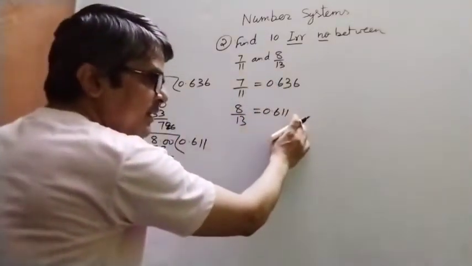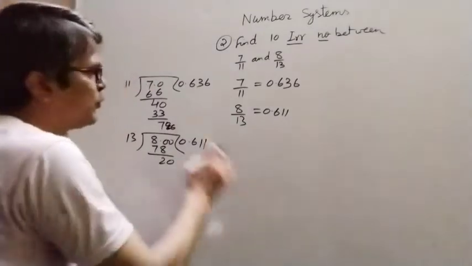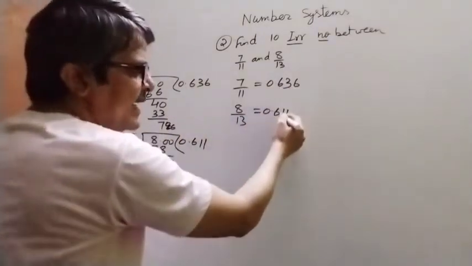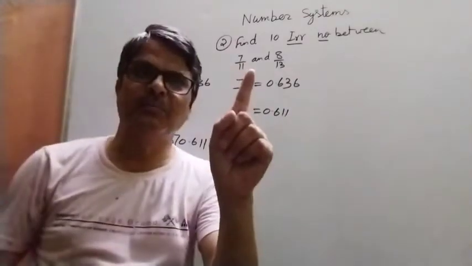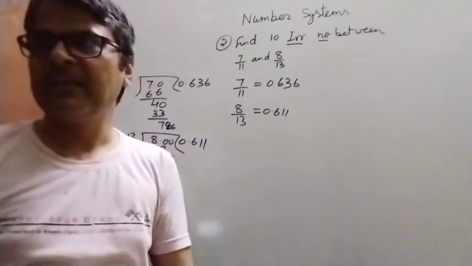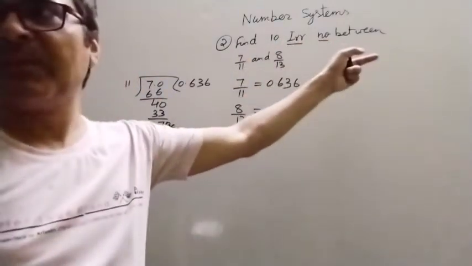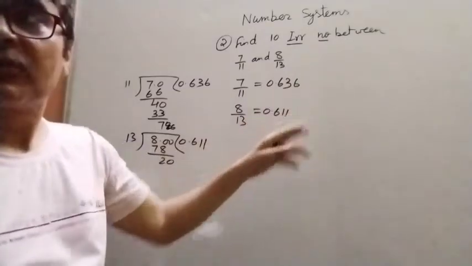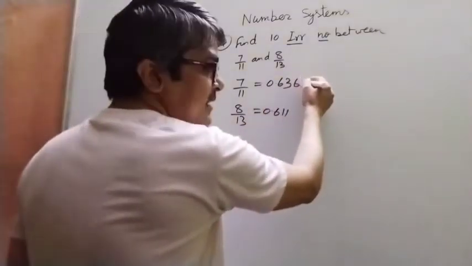Why have I not divided it up to only 2 decimal places? Because between 63 and 61 there is only one number, that is 62. So it will become difficult for us to search for the irrational number. So I have divided it up to 3 decimal places. So you have to write it just like this.